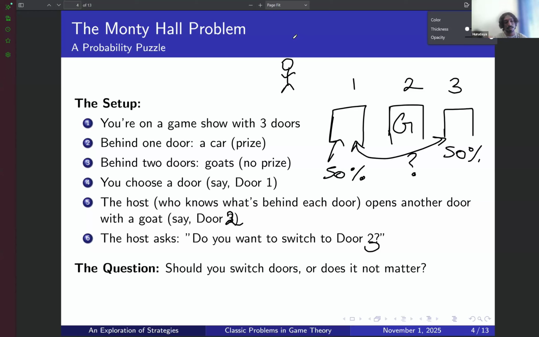I don't think it matters whether we switch, because the probability is still half for both the doors. So you're saying it doesn't matter if you switch or stay. Yeah. Okay.